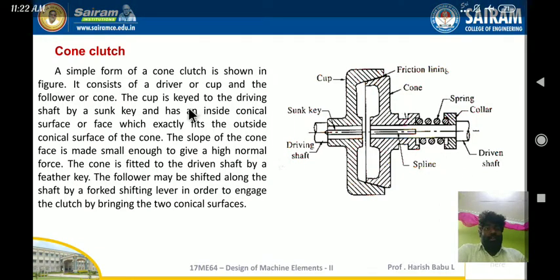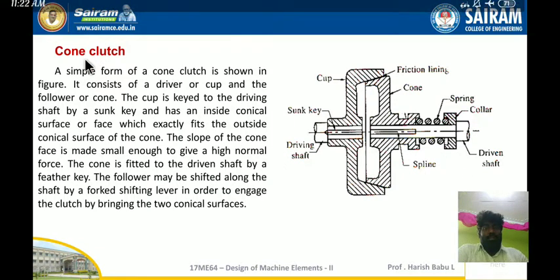Hi friends, in this video I'm going to discuss the cone clutch. It is a type of frictional clutch. A simple form of a cone clutch is shown in the figure. It will have a cup and a cone. The cup is also called the driver and the cone is called the follower.